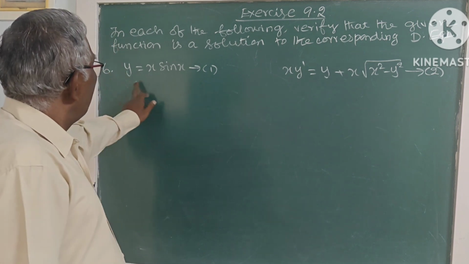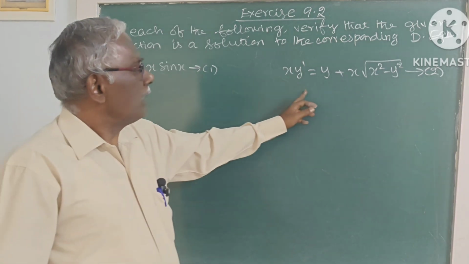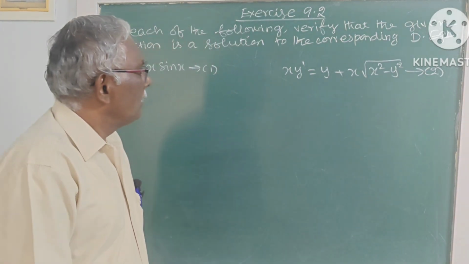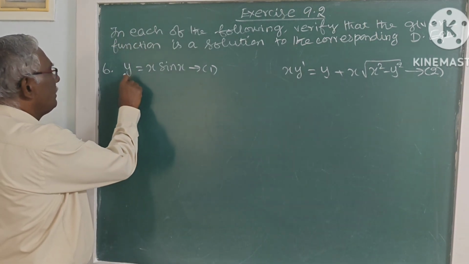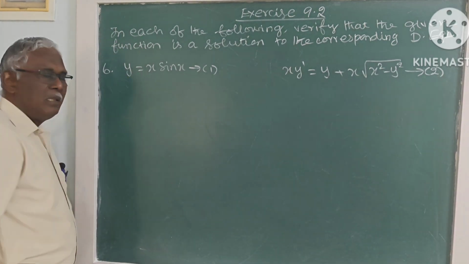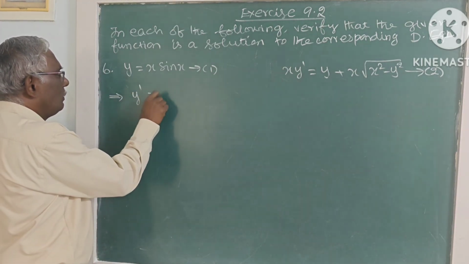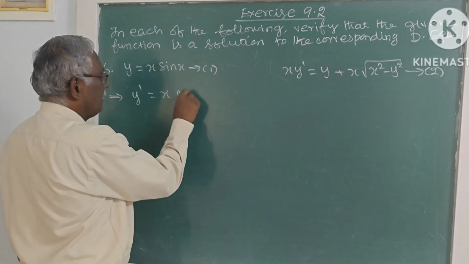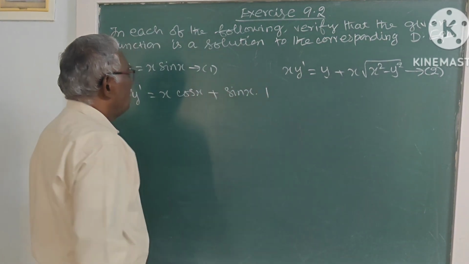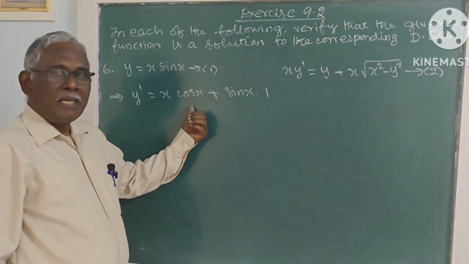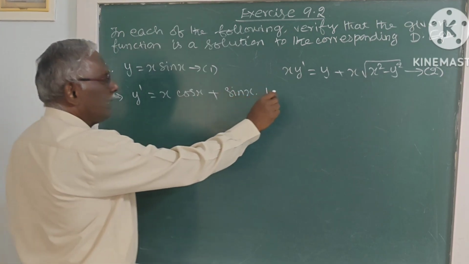Now we have to see whether y is equal to x sin x is a solution to the differential equation or not. In the differential equation, x y dash is on the left hand side. So differentiate with respect to x, we get dy by dx is equal to x cos x plus sin x into 1. We are using the UV form: u into dv by dx plus v into du by dx.